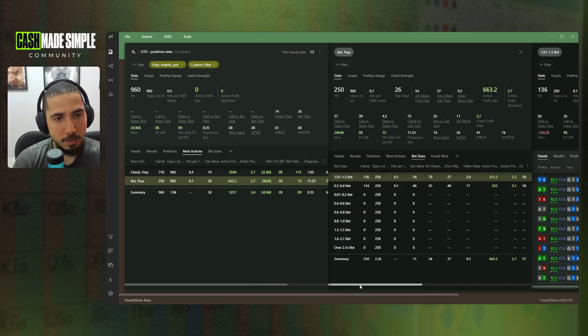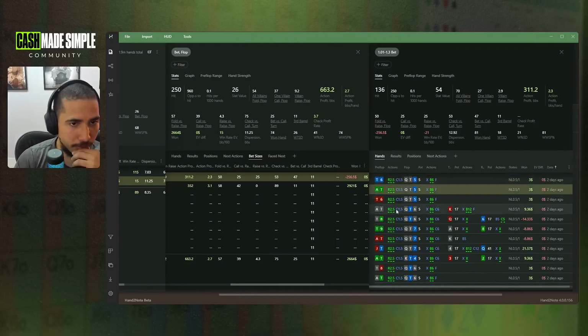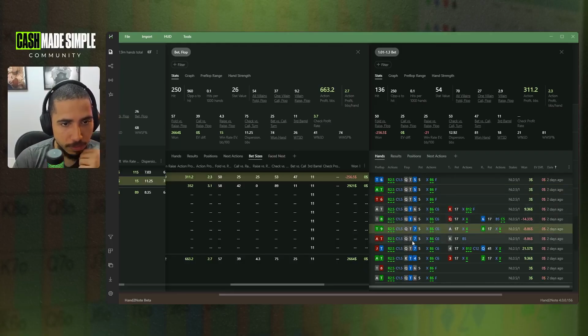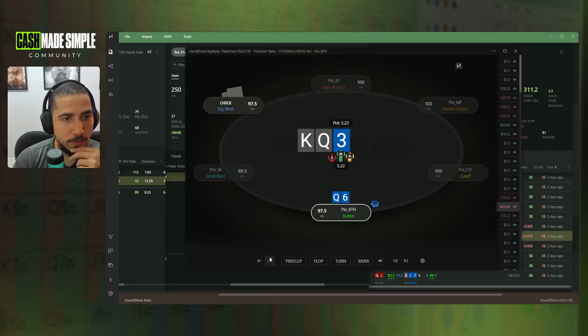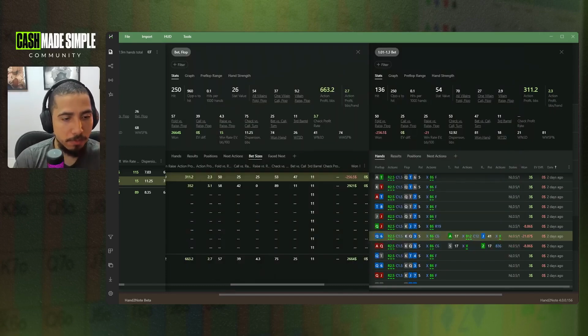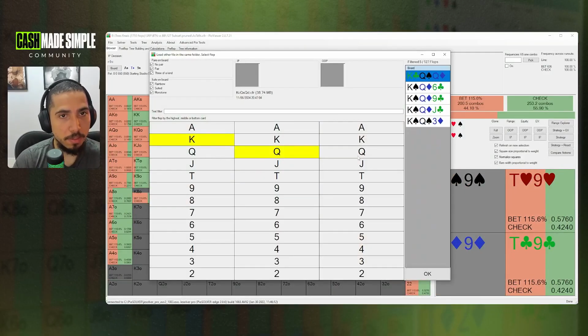Take a look at this, specifically the 1.2x. 10-6 of diamonds, ace-10 of clubs, we already saw those. 10-9 of clubs, ace-10. Queen 6 of diamonds here, take a look at this. Ace queen of hearts here, take a look. Ace queen of hearts, queen 10. So for some reason, this might have to do with making villain's draws indifferent or something like that.